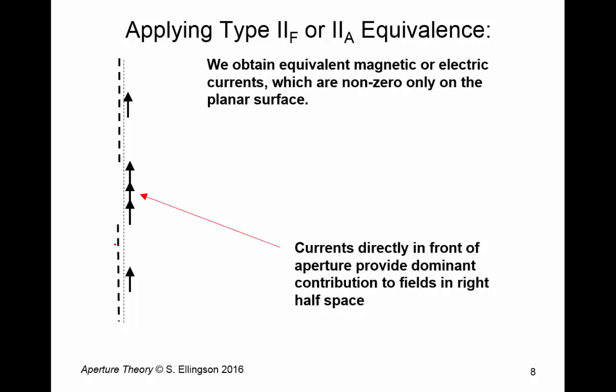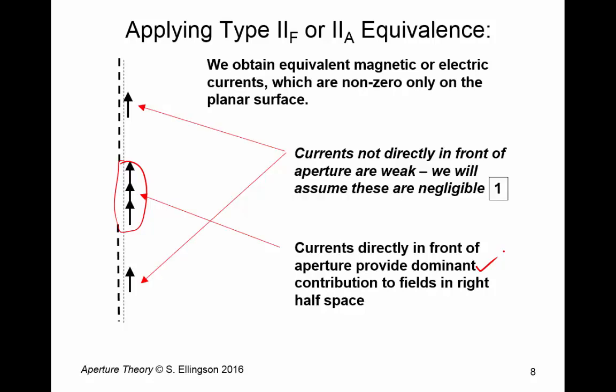Now, certainly, the currents directly in front of the aperture, these here, right in front of the opening, or right on the opening if you want to think of it that way, they're going to provide the dominant contribution to the fields in the right half space. This is clear. Now, the currents that are not in the opening, that are a part of the surface which corresponds to the ground screen, we can be pretty sure that they're going to be weak. Now, they may or may not be negligible, and I'll tell you that assuming that they're negligible is not rigorous, but it's usually a pretty good engineering approximation.